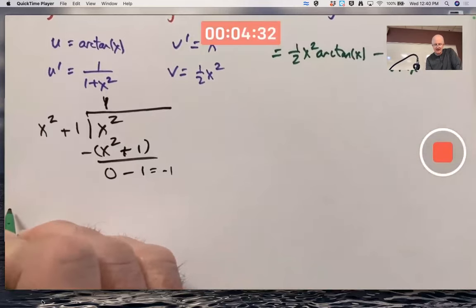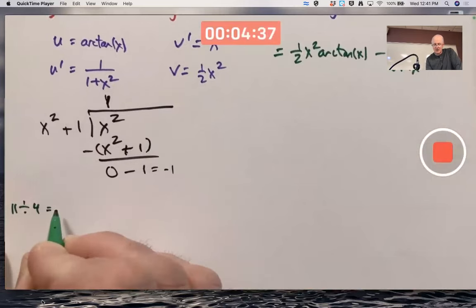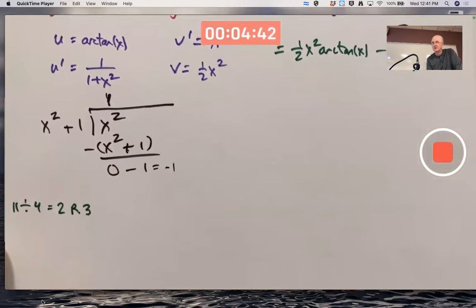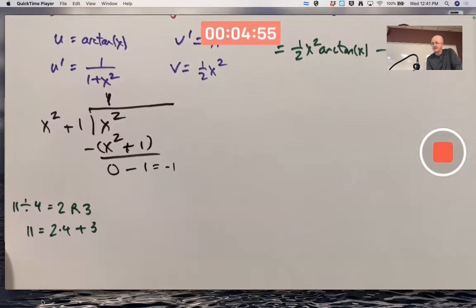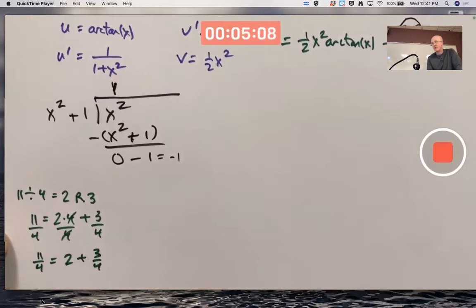If I take 11 divided by 4, I'd say the quotient is 2 and the remainder is 3, right? 4 goes evenly into 11 2 times with a remainder of 3. But what does that mean? One thing it means is that 11 equals 2 times 4 plus 3. Another thing it means, if I divide everything by 4 and cancel those 4s, it also means the fraction 11/4 equals 2 plus 3/4. 2 and 3/4 as a mixed number.